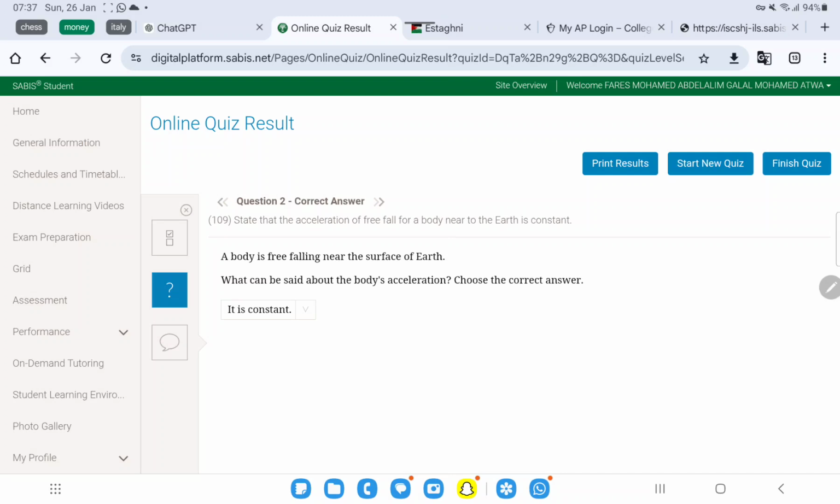A body is free falling near the surface of the earth. What can be said about the body's acceleration? When a body is free falling, any body free falling, its acceleration stays constant at 9.8. Whenever anything's free falling, the acceleration stays constant.